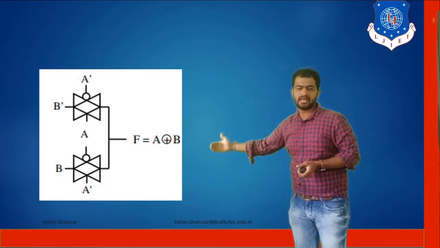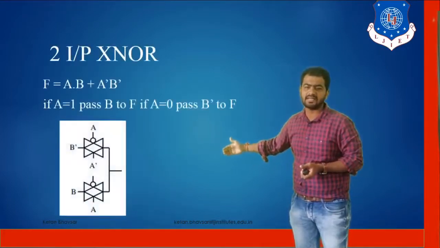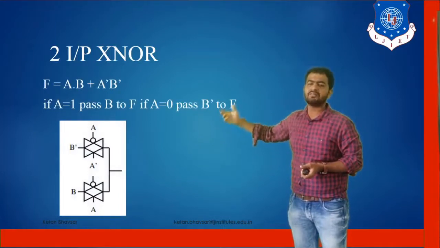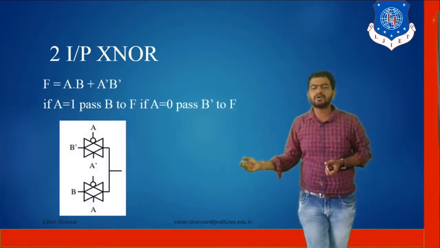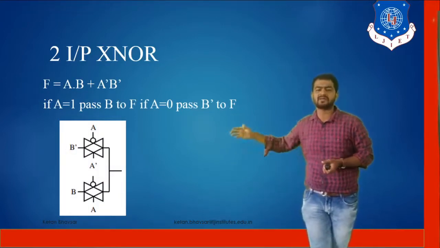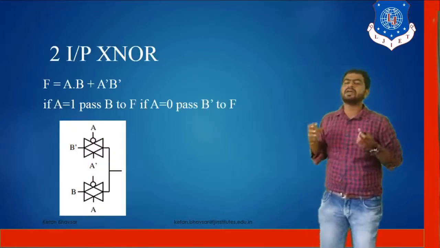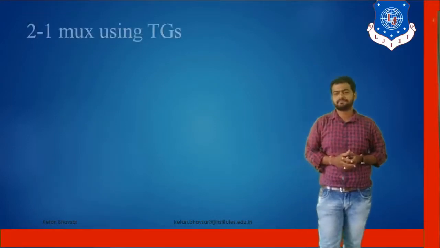A bar A, B bar B. As you can see, the B bar position is the same as in the XOR design, but we change the position of A bar and A. Okay, so if A is equal to 1, then pass the value of B, and if A is equal to 0, then pass the value of B bar. So ultimately, what exactly are we getting? We are getting a Boolean equation F is equal to A dot B plus A bar B bar.